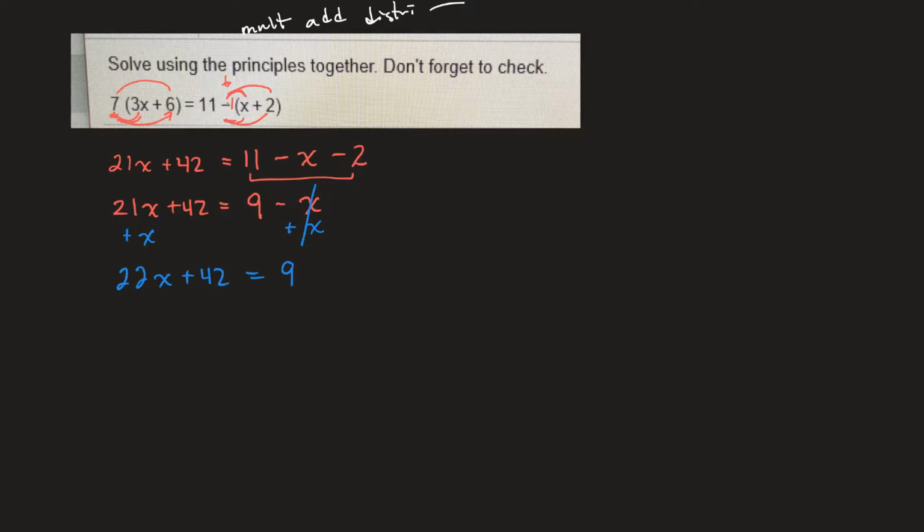And now I want to get this 42 to the right side. So instead of adding, I'll subtract 42 here. If I do it there, I'll have to subtract 42 over here. So these cancel. Leaves me with 22x is equal to, I think that's negative 33. Okay, so this was the subtraction principle, addition principle. This one up here was the distributive property.